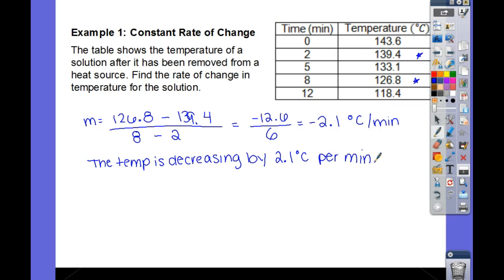What was the temperature of the solution when it was removed from the heat? Where would I find that? What time would that occur? 0, right? At 0 minutes, that's the temperature it was the minute it was removed from the heat. That is the starting temperature before it decreased.